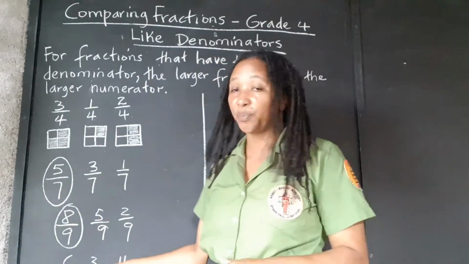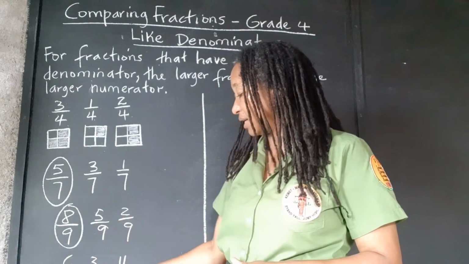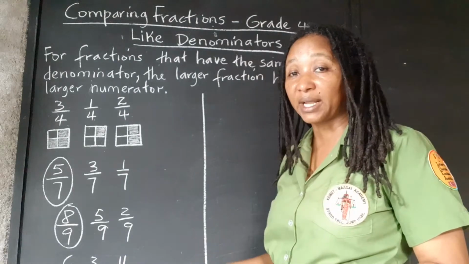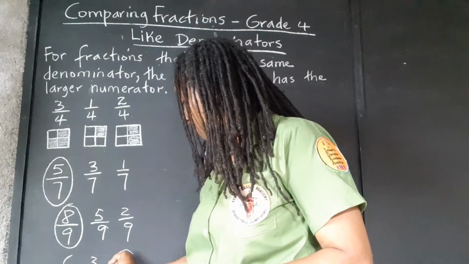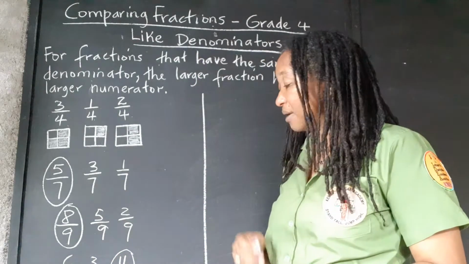Which of these would represent the biggest? 6 out of 12, 3 parts out of 12, or 11 parts out of 12? Very clearly, the 11 out of 12, right, would be the biggest.